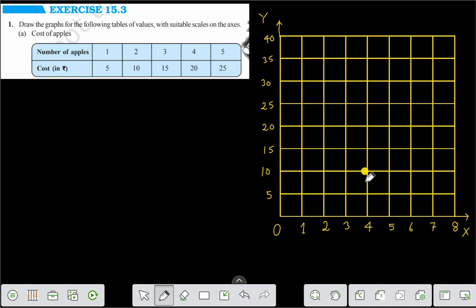Hello everyone. Today I shall discuss exercise 15.3 question number 1. Question number 1 here you see is: draw the graphs for the following tables of values with suitable scales on the axis. Cost of apples.